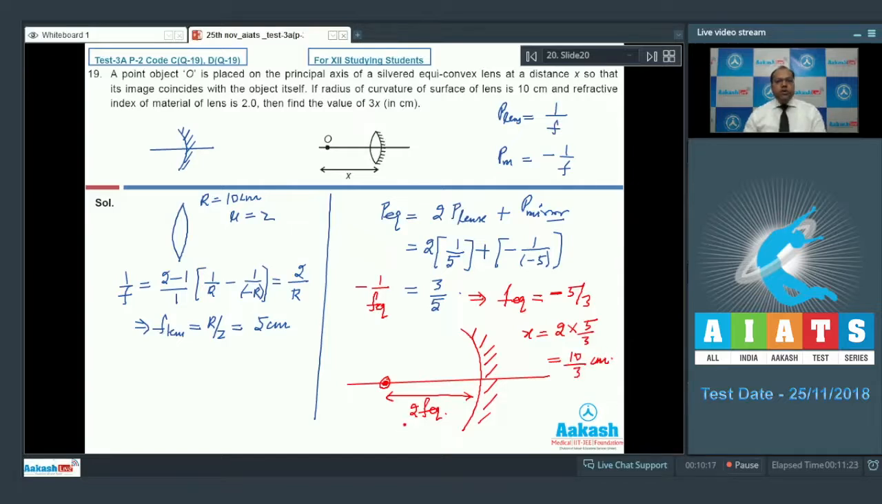Now in the question, it is asked what is the value of 3x. So the value of 3x is equal to 10 centimeter. So the correct answer for question number 19 is 10. Let's move to question number 20.